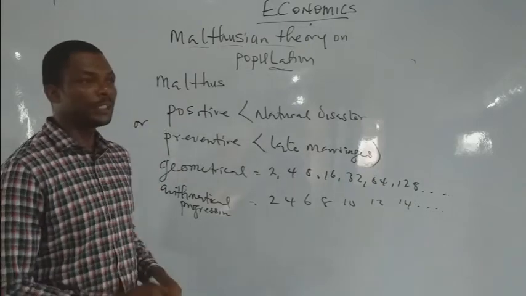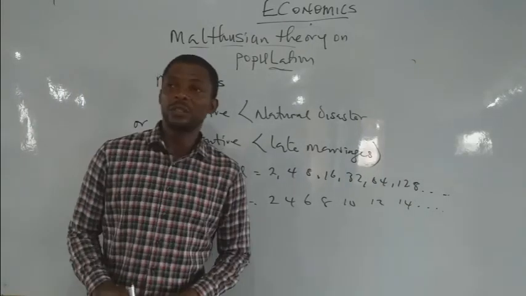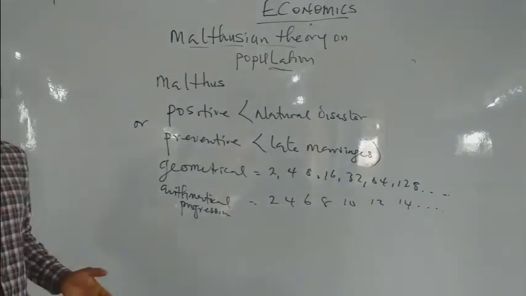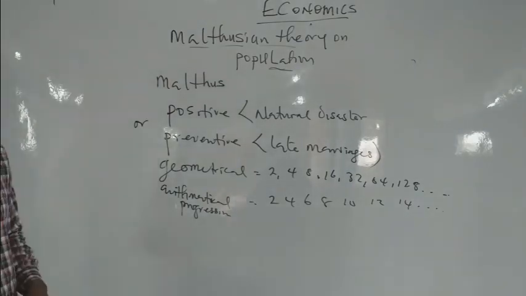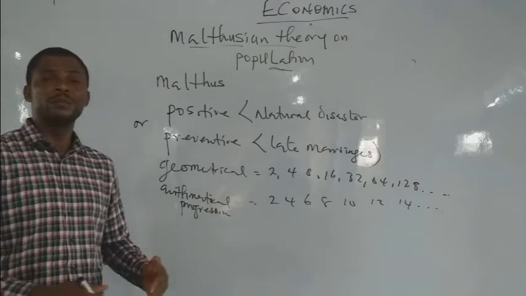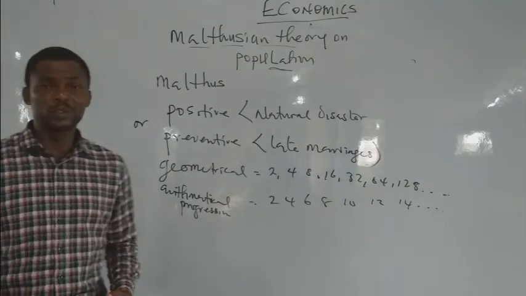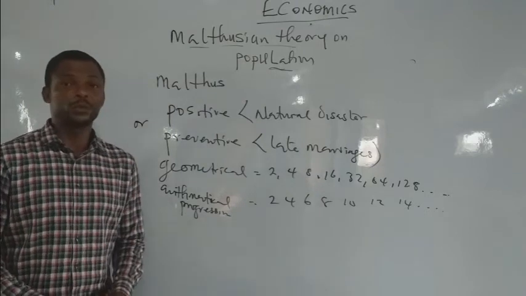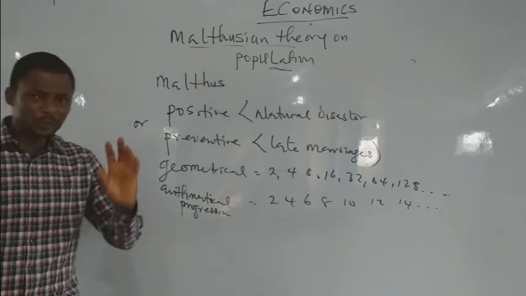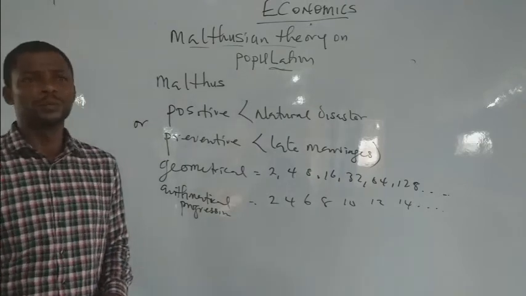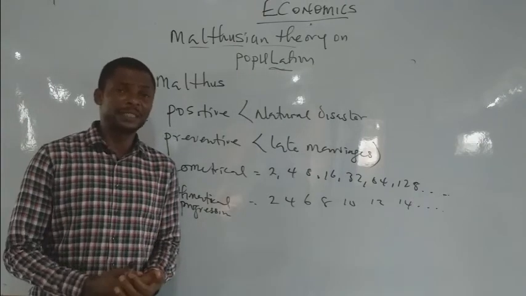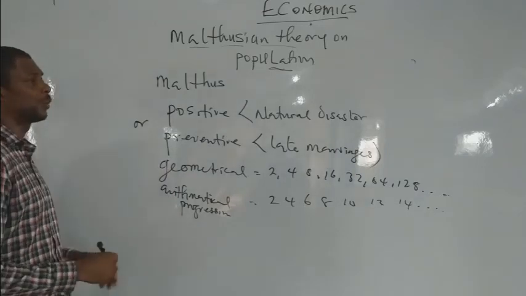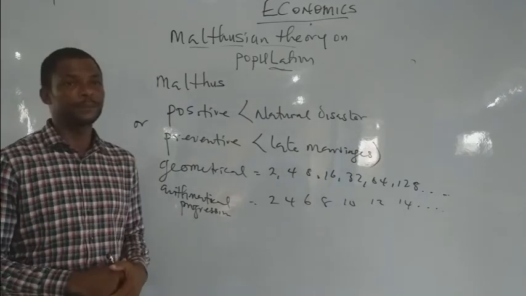Now, while he was saying this in his theory, Malthus received some criticism from people like Karl Marx. He has some contemporaries that criticized him and called him an economist of doom. And he was a prophet of doom. You know, he was also a reverend minister, so they called him prophet of doom. So he has some criticism, and he also has some people who support him.